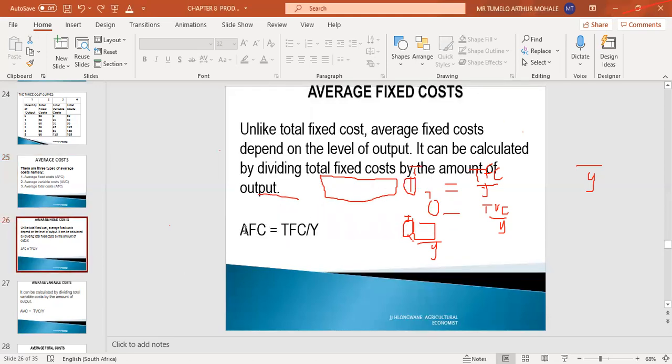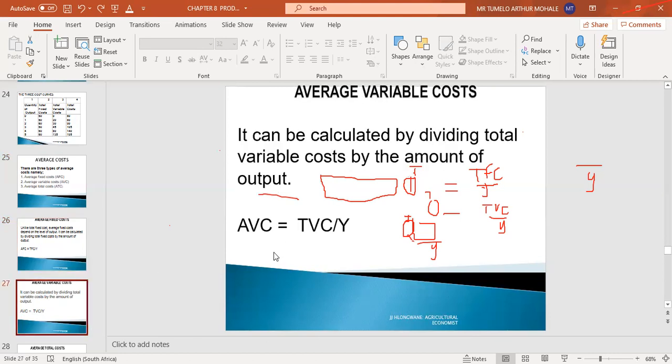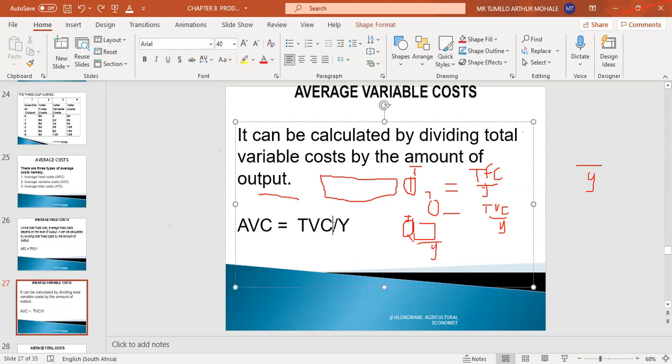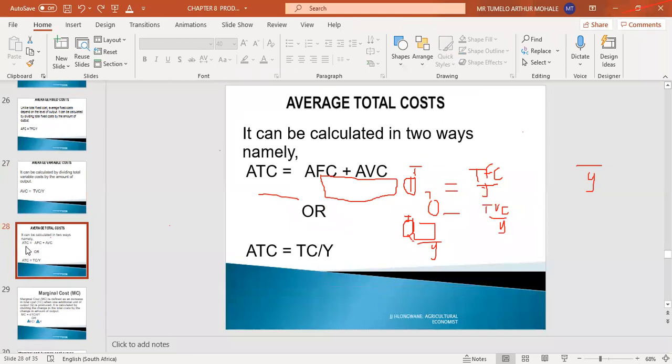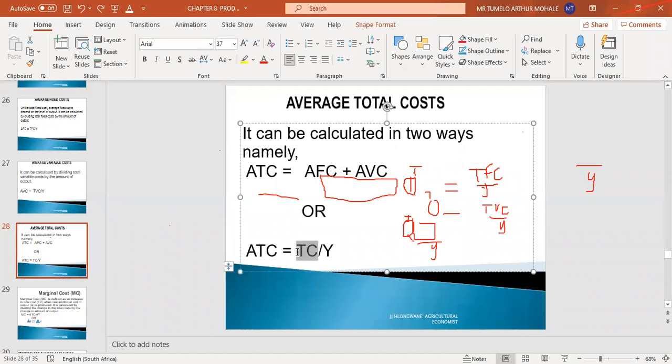These are your formulas. AFC we said is TFC over Y, which is correct. And then AVC we said is TVC over Y. I have shown you how to find this TVC, so you know how to find it. And then lastly, ATC is what? It is TC over Y. But you know that total cost is equal to what?